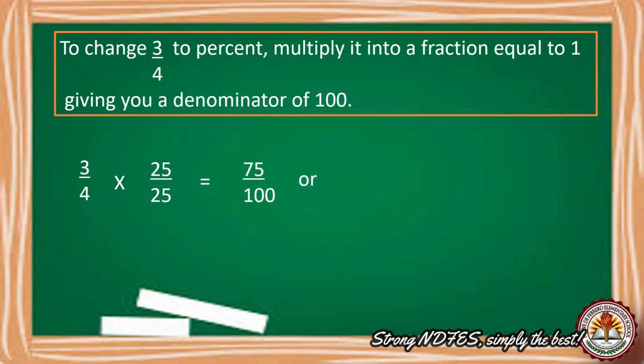To change this fraction to percent, just remove the fraction bar and the denominator 100 and add the symbol percent. So, that is 75%. And to change 75% to decimal, just remove the percent sign, affix the decimal point, and move 2 places to the left because 75% has 2 decimal places. So 75% is equal to 75 hundredths.